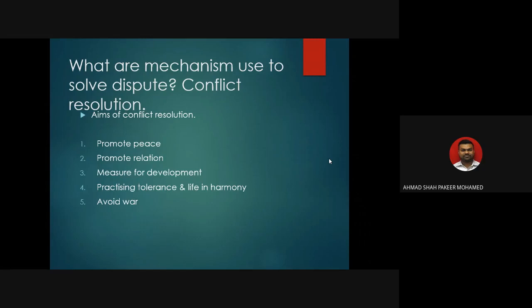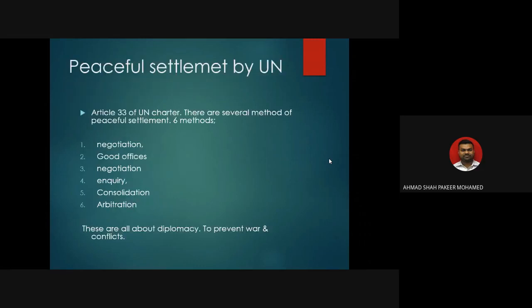This is diplomacy, diplomatic ties, for example bilateral and multilateral. So when they have engagement, the conflict or tension will be more or less reduced. The third is measures for development, focusing on development. Research says that most conflict happens in poor states. So, for example, what ASEAN does right now is develop the poorer states, Laos, Cambodia, and Vietnam, so they become more developed and also experience much less conflict. Practice tolerance, live in harmony, and avoid war.